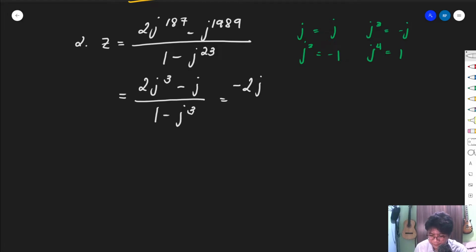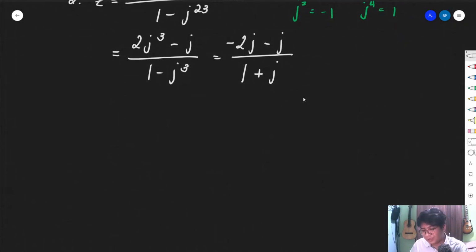So, ayan. Then, j is equal to j itself over 1 minus, what is j cube? So that is negative j. And alam natin, negative j times negative 1, that is positive j. Okay? So, na-reduce na natin, pwede na natin siya i-evaluate.